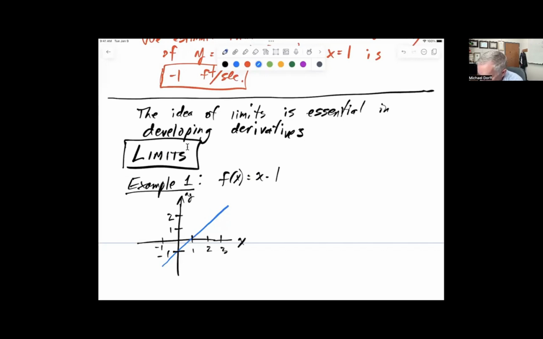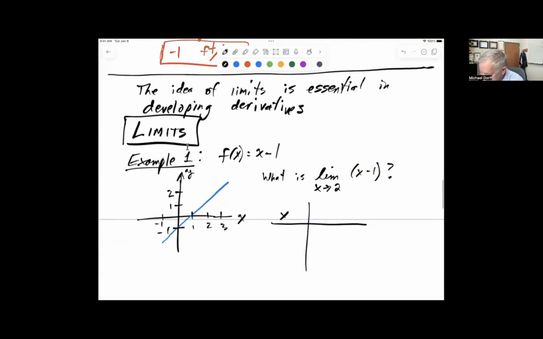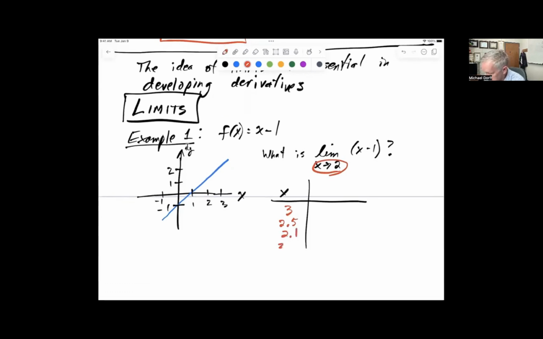Okay, I want to understand the limit. What is the limit as x goes to 2 of x minus 1, this function here? So let's make a chart of values. I want to be getting close to x going to 2. So we're going to put in some values that aren't 2, but are getting closer to 2. So we could do 3, 2.5, 2.1, maybe 2.01. And then we want to look at f of x, which is x minus 1.